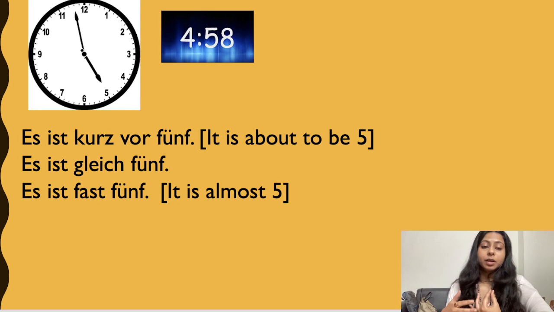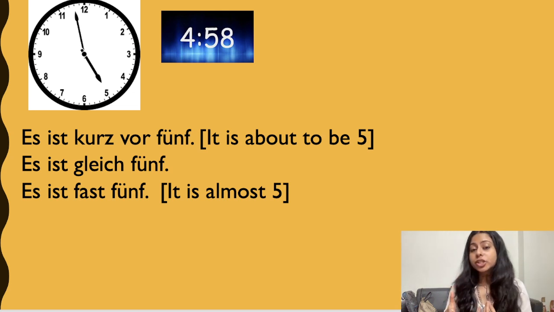Now if we have to say 4:58, how would we say 4:58? When it's 4:58, then it is about to be 5. But how do we say that in German? "Es ist kurz vor 5." It is about to be 5. Or there is another way of saying it: "es ist gleich 5." There is one more way of saying it: "es ist fast 5." It is almost 5. So "kurz" could be used if it's 1, 2 or 3 minutes left before or after an hour. For the same thing, you could also say "es ist gleich 5", "es ist fast 5". So these structures are used when it's about to be a complete hour and only in unofficial situations.